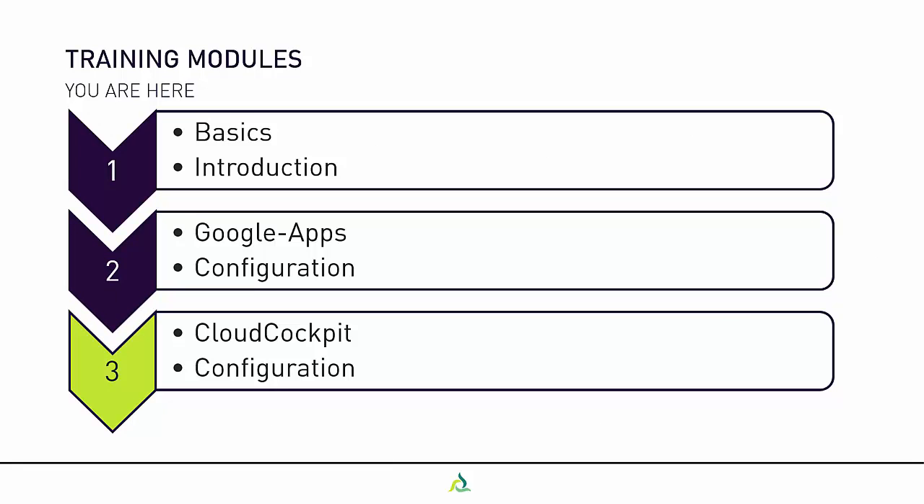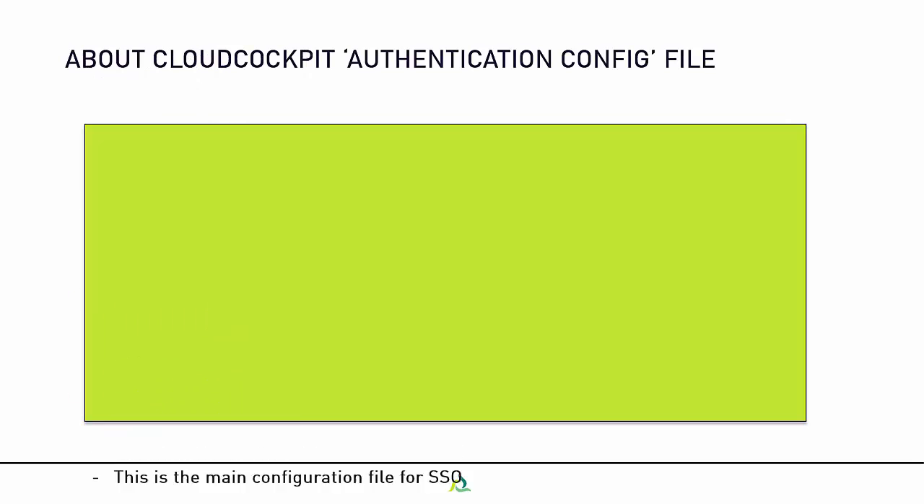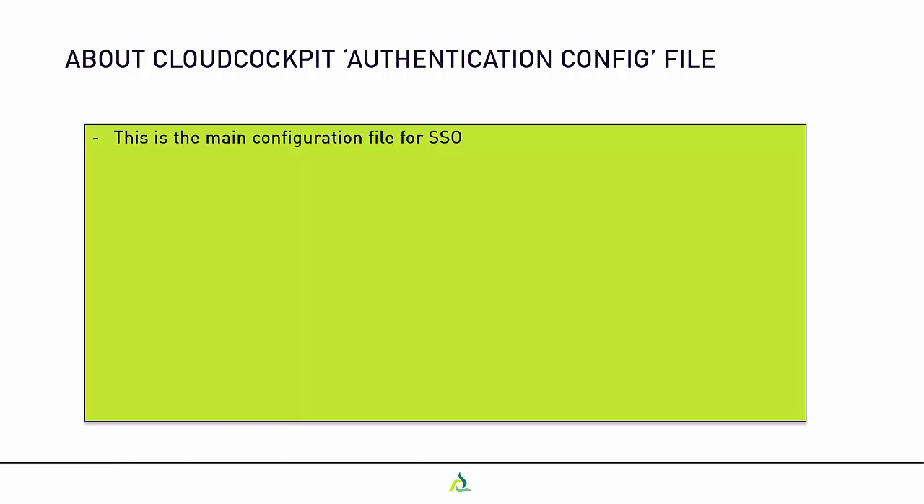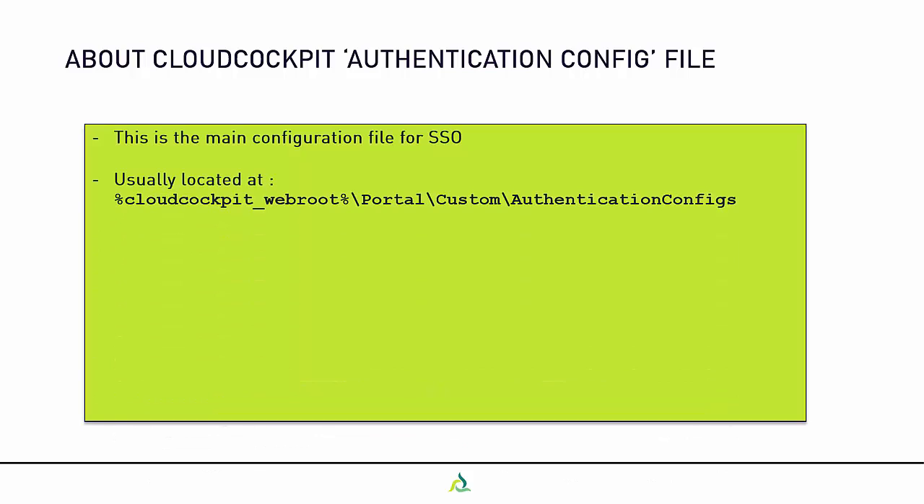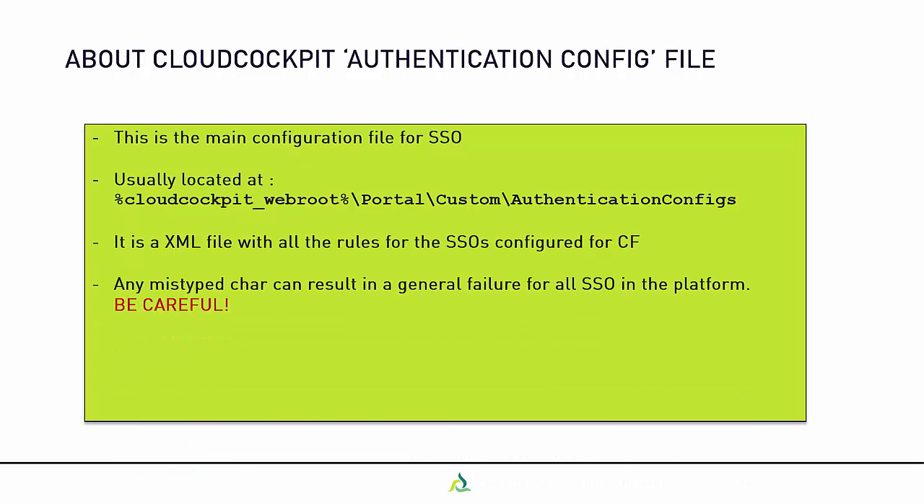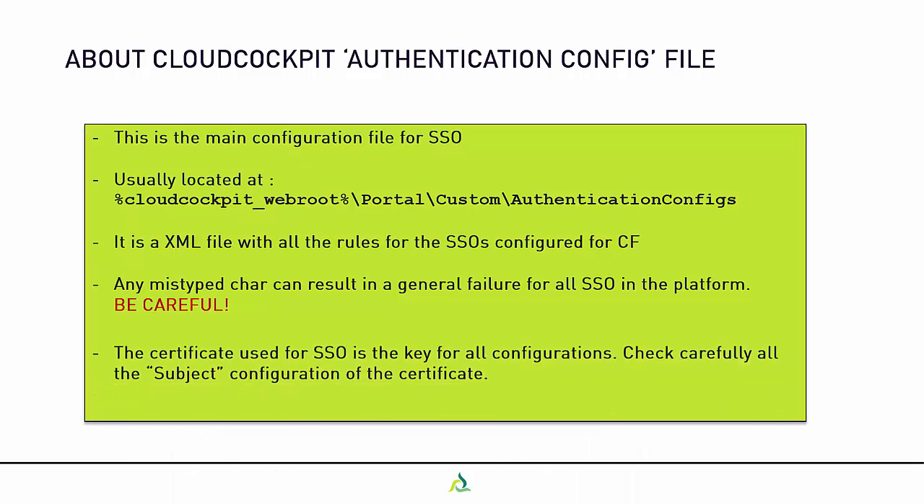Then we can now set up CloudCockpit and do the final testing. So what do you need to do? Well, this is the main configuration file for single sign-on. Usually it is in the CloudCockpit web root, portal, custom authentication configs. It is an XML file where you have all of the rules for single sign-on, and any mistyped character can result in general failure of single sign-on in the platform. So be careful. If you have a test environment, please make the changes there first, and then you can roll out to your production environment.